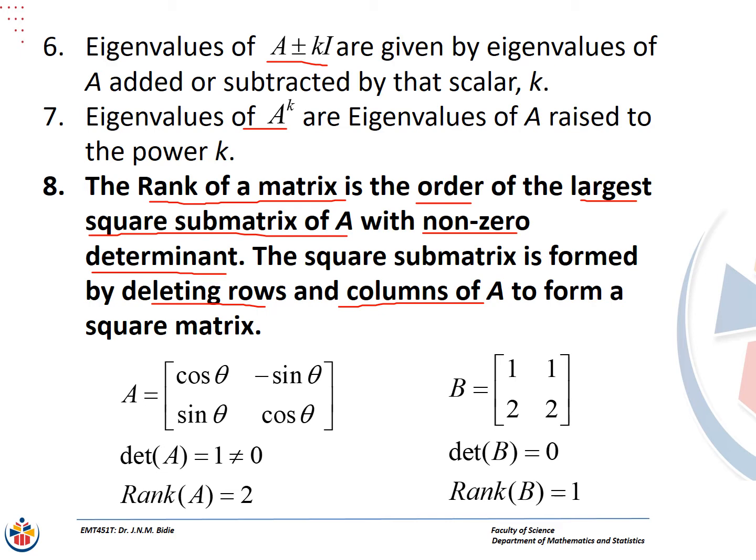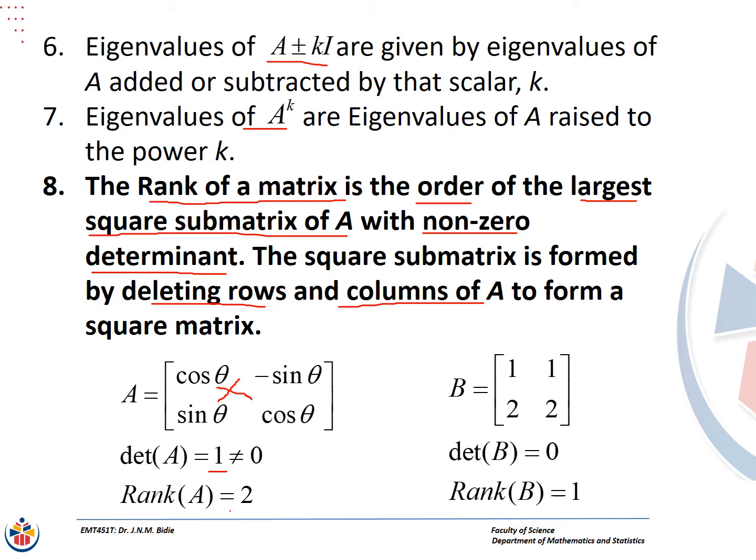Let's look at a few examples. I've given you matrix A and matrix B. Matrix A has cos theta, negative sine theta in the first row, sine theta, cos theta in the second row. We are asked to find the rank of these two matrices. The first thing we do, as I said, is find the determinant of the given matrix. The determinant of matrix A is cos squared minus minus sine squared. That gives us cos squared theta plus sine squared theta, which we know is 1. And 1 is not equal to 0.